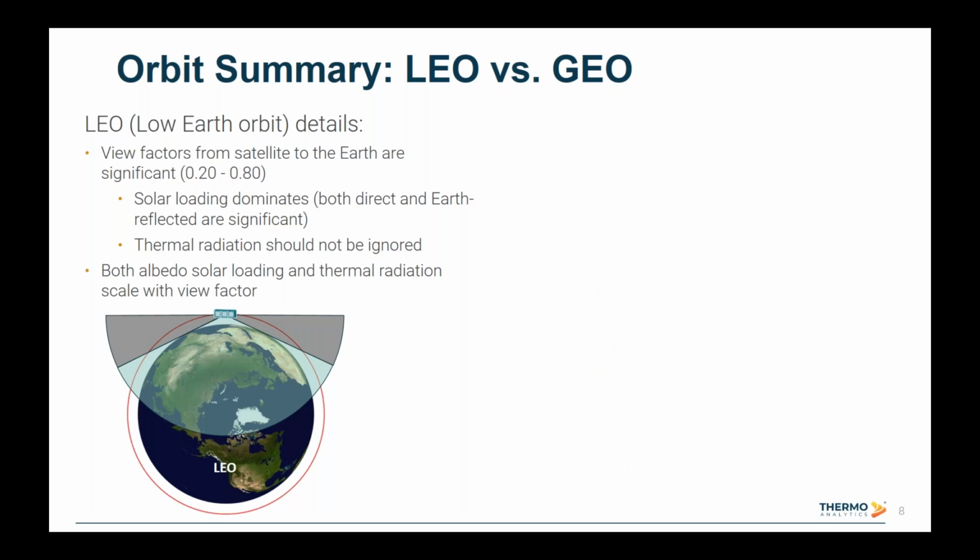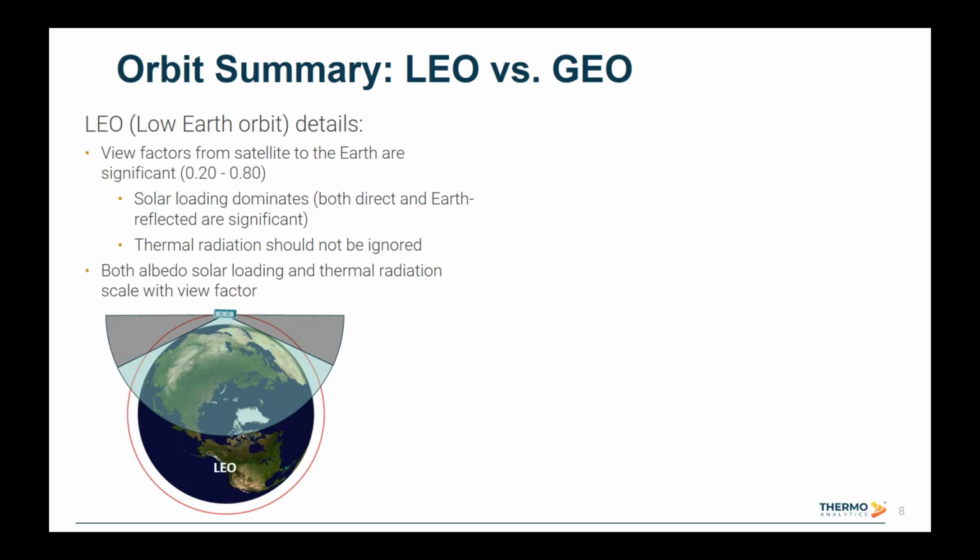So here's a quick summary of the low Earth orbit and GEO differences from an energy balance perspective. If we first start looking at low Earth orbit, that cartoon there is depicting the scenario that we've got. The view factors from the satellite to the Earth are going to be pretty significant in this case due to the proximity of the payload to Earth. And so solar loading is going to dominate this scenario, both direct solar loading and Earth reflected solar loading. But because of the proximity to Earth, the thermal radiation shouldn't really be ignored.